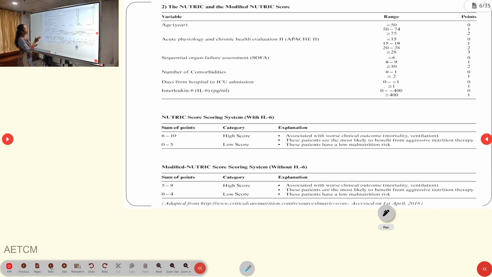For calculating that, we consider the age, the APACHE score, the SOFA score, presence of comorbidities, days from hospital to ICU admission, and interleukin value, and we have some points based on that. If the score is high, the patient has a worse clinical outcome, and the mortality and chance of ventilation are high. So these patients should be treated with aggressive nutrition therapy and should not go into malnourishment. This score should be done when a patient presents to an ICU, so that we can plan and treat accordingly.